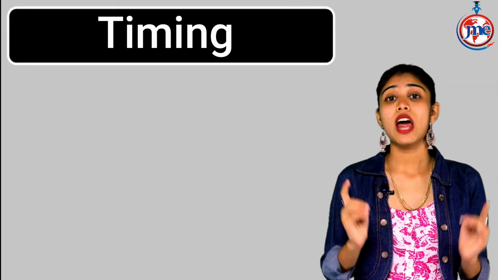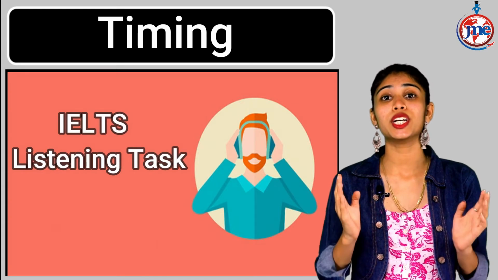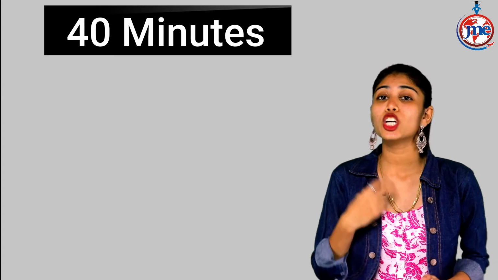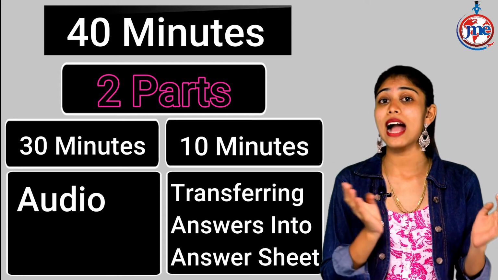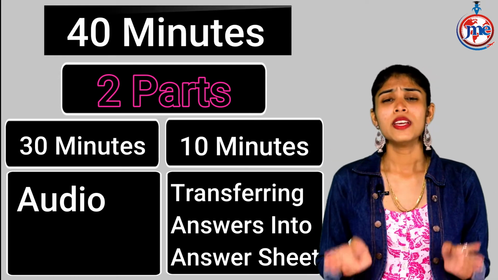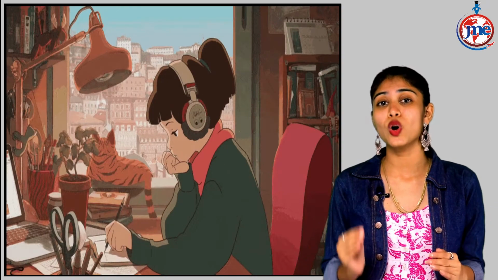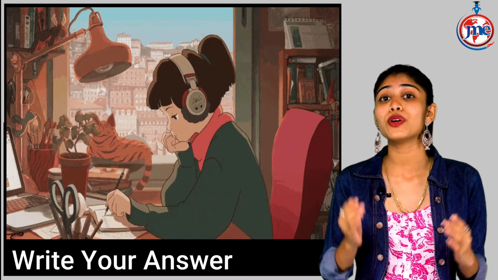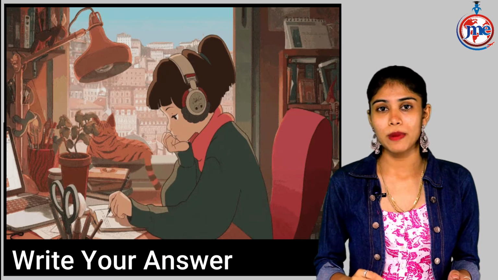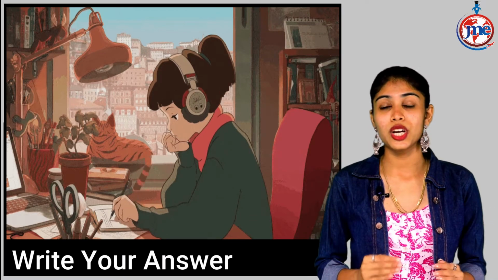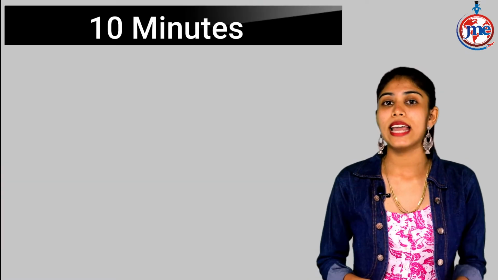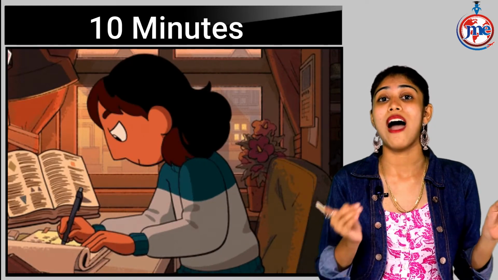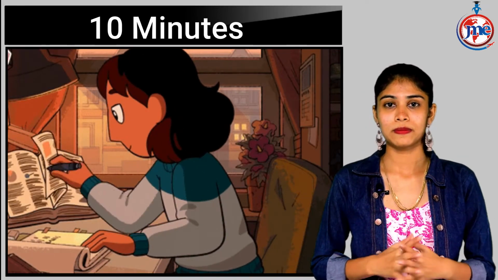So, students, in your IELTS listening task, you are going to get 40 minutes, and your 40 minutes are divided into 2 parts. 30 minutes of audio and 10 minutes for transferring answers into the answer sheet. Now students, when the audio is going on, at that time you have to write your answers on the question paper, and after completion of your 30 minutes, you are going to get 10 minutes, and during that 10 minutes you have to transfer your answers into the answer sheet.